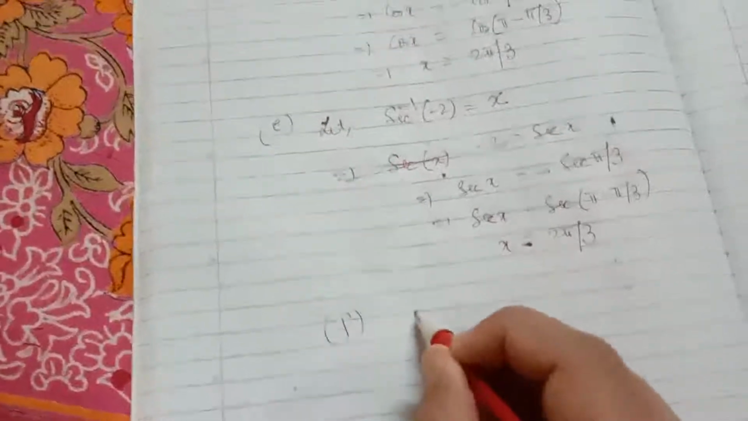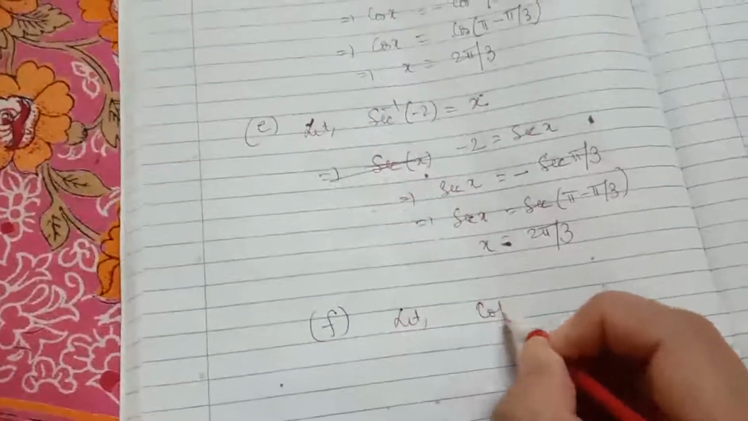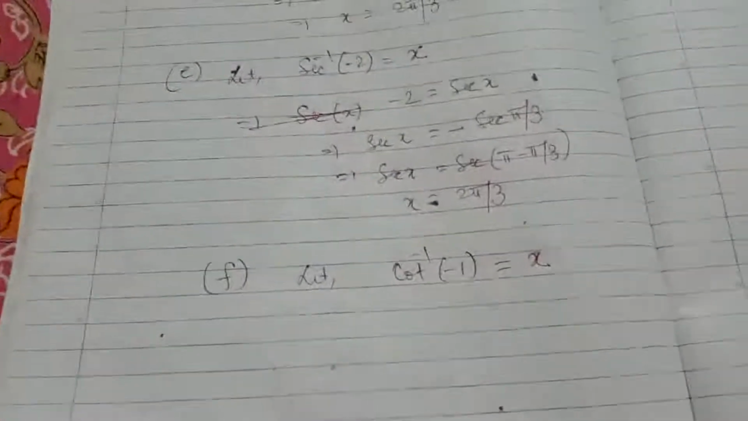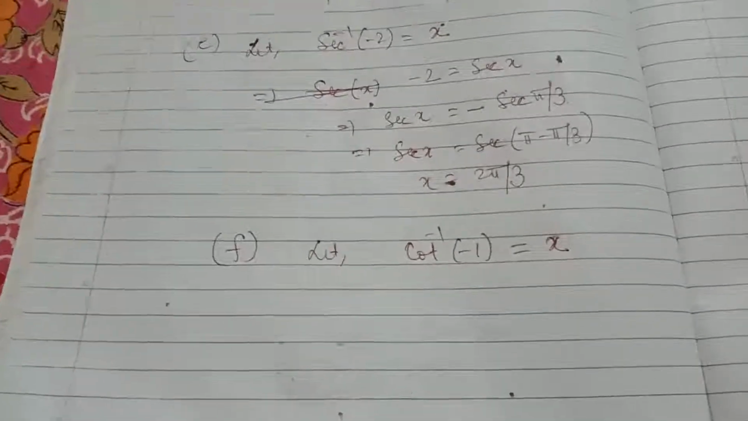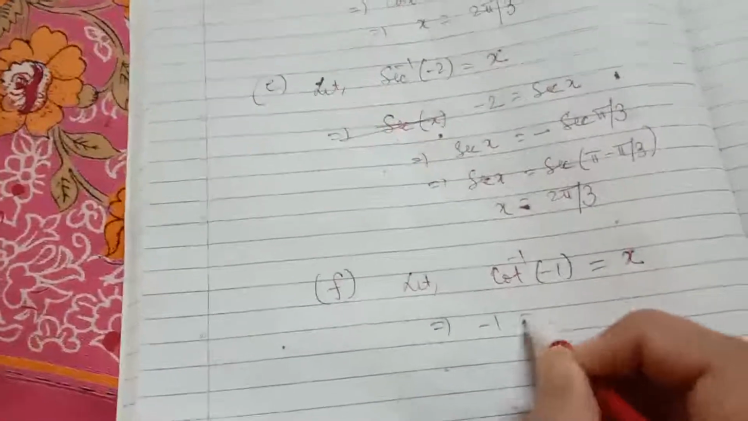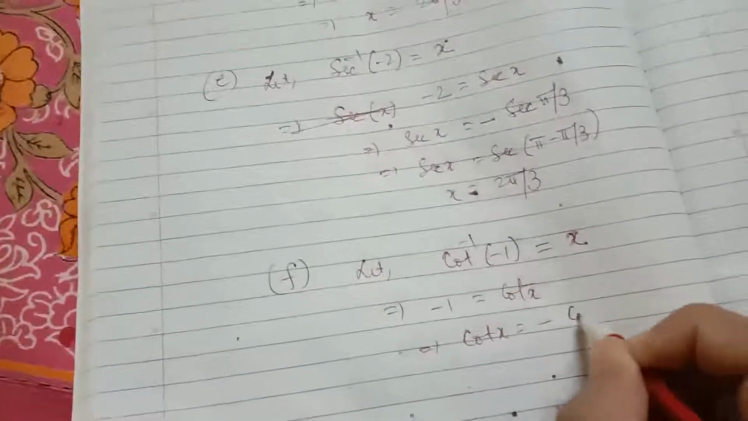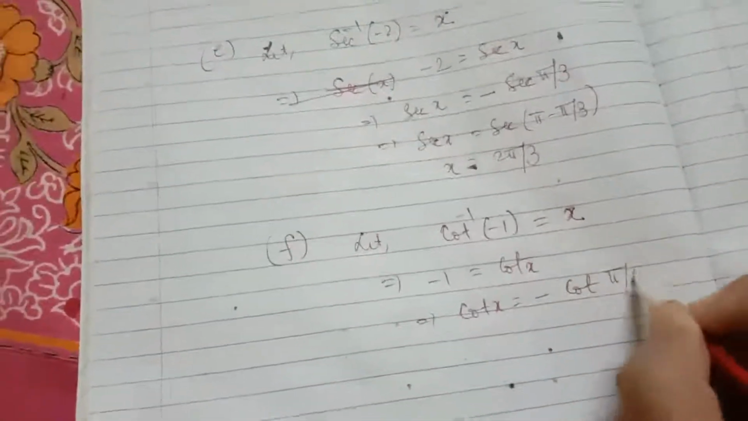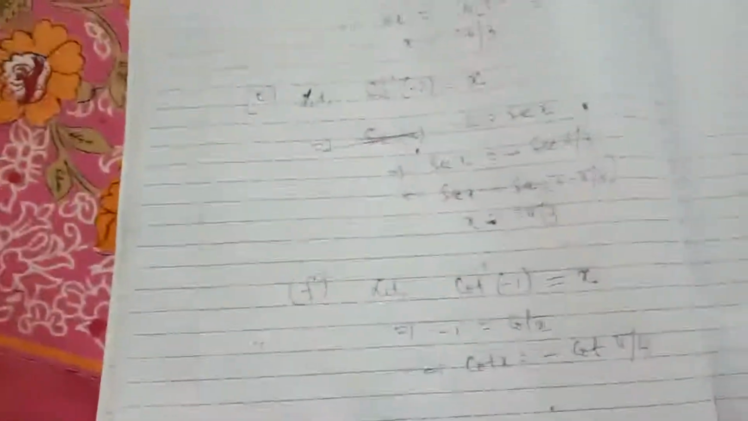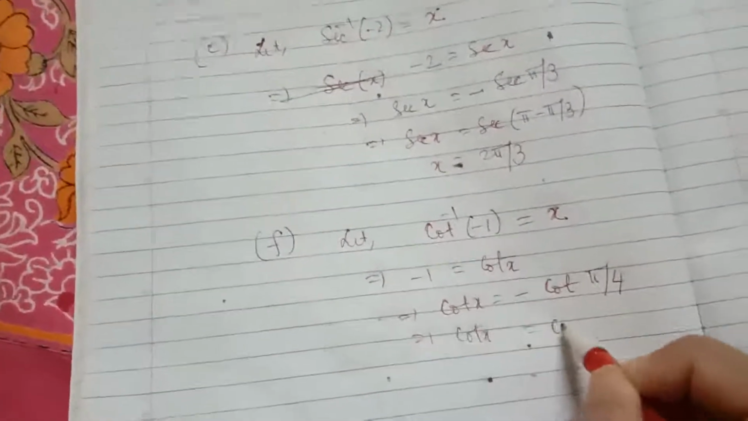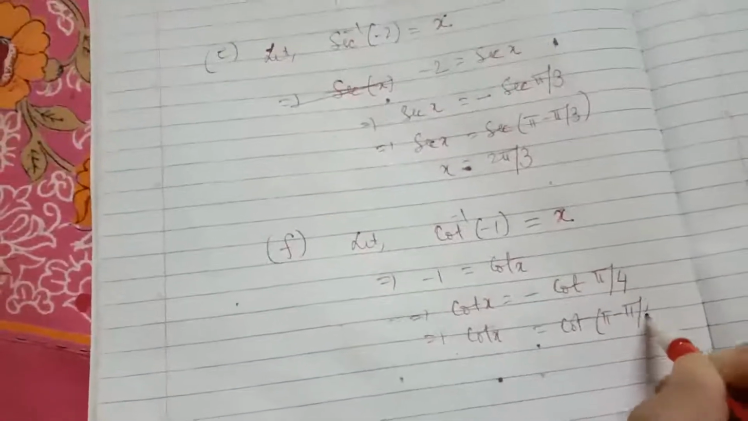What is given? Cot inverse of minus 1 is the last question. Now how to find cot inverse of minus 1? Minus 1 equal to cot of x. Cot of x equal to minus of cot of pi by 4. We have to proceed like the previous two questions. We cannot insert the minus sign. What we have to do? Pi minus pi by 4.